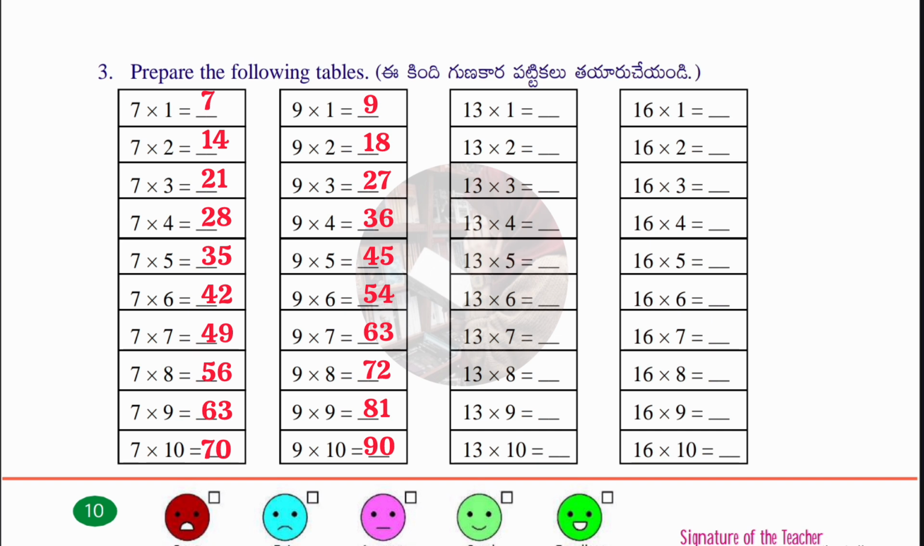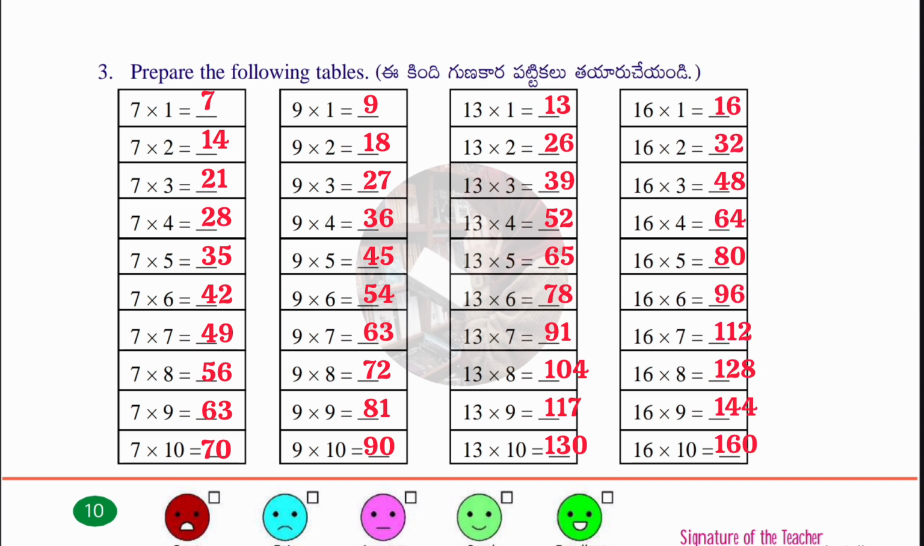Understood? Same as it is, the 13 table. 13 1s 13, 13 2s 26, 13 3s 39, 13 4s 52, 13 5s 65, 13 6s 78, 13 7s 91, 13 8s 104, 13 9s 117 and 13 10s 130. Next, the 16 table. 16 1s 16, 16 2s 32, 16 3s 48, 16 4s 64, 16 5s 80, 16 6s 96, 16 7s 112, 16 8s 128, 16 9s 144 and 16 10s 160.